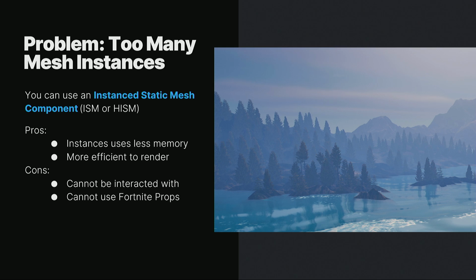So what are the pros and cons of doing this? Well, the pro is that it uses a bit less memory and it's more efficient to render, which all sounds great. What are the cons? Well, you can't interact with it anymore. You can't use Fortnite props for this. This is only suitable for custom meshes you brought in, and they're just going to be rigid parts of the world. They're not something that you can then manipulate anymore.